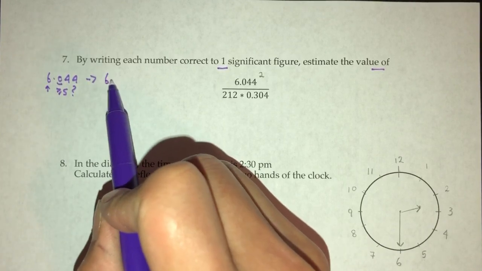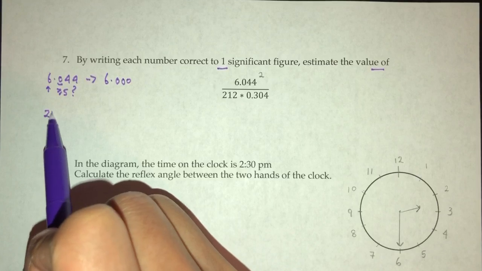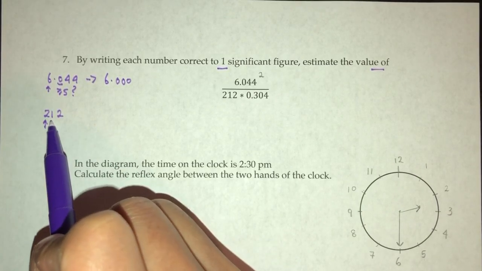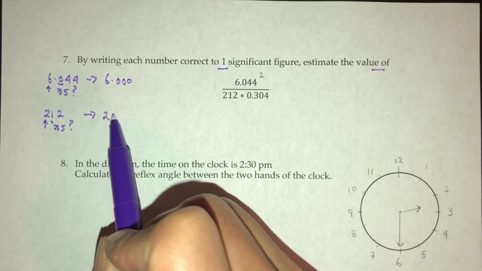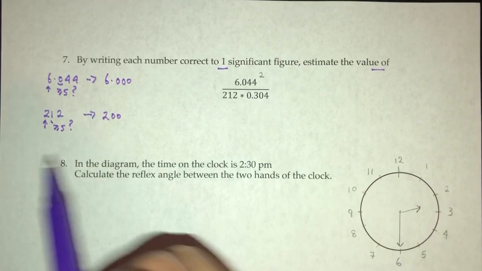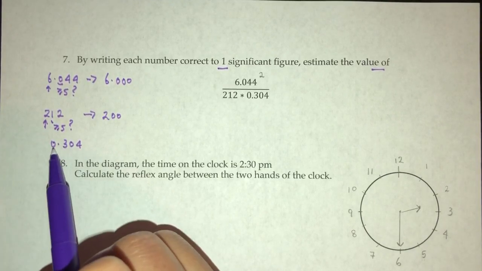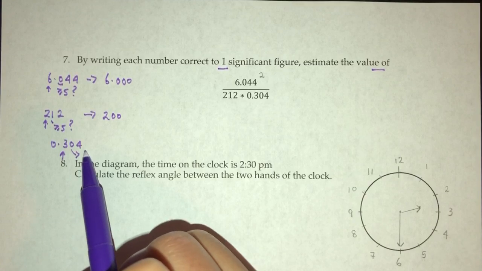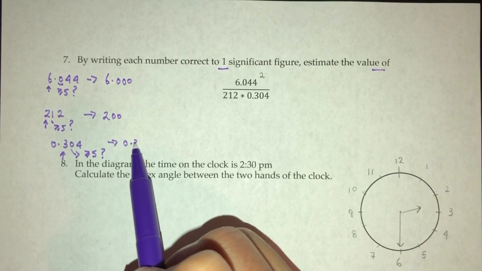So you get 6.000. Now for this one we have 212. We'll leave the first one by itself and we ask if this number here is more or equal to 5. No. So we change everything else to 0. And then we have this one, 0.304. Now we don't count 0, so we leave this one by itself. And we ask if this one is more or equal to 5. No, it is not. So we change everything else to 0.